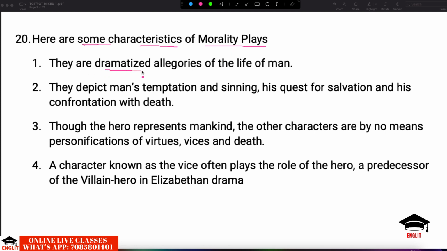They are dramatized allegories of life of man. They depict man's temptation and sinning, his quest for salvation and his confrontation with death. Though the hero represents mankind, other characters are by no means personifications of virtues, vices and death. A character known as Vice often plays the role of a hero, a predecessor of a villain hero in Elizabethan drama. Now we have to choose which 2 options are correct.